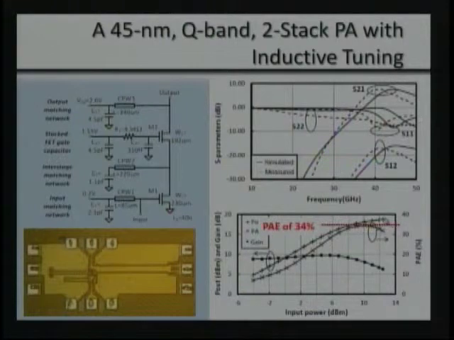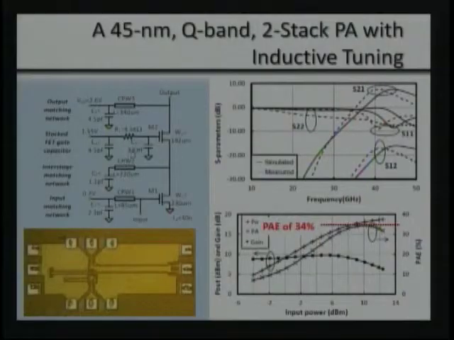18.6 dBm, but more importantly, the PAE is greater than 34%. Now, the previous record we published was 25%. So this is a huge jump in the state-of-the-art for millimeter wave PAs, and it's realized primarily through this FET stacking technique. So we think this is a very interesting avenue for future high-power, high-frequency amplifiers.